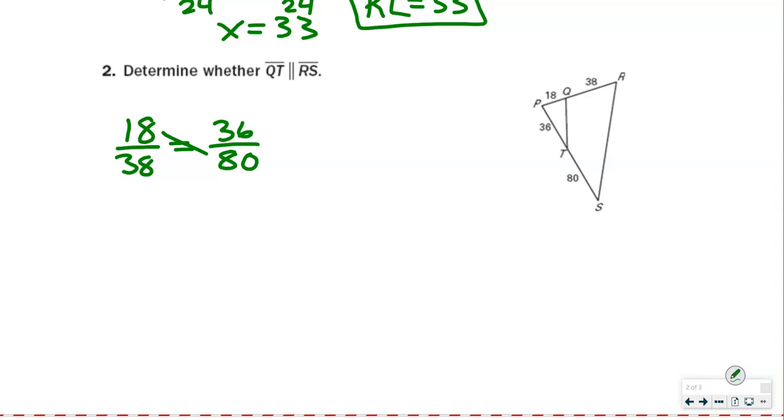18 times 80 is 1,440. And then 38 times 36 is 1,368. So they are not equal. So no, they are not parallel.